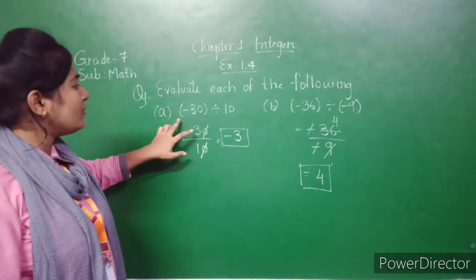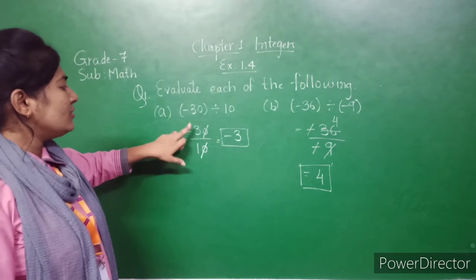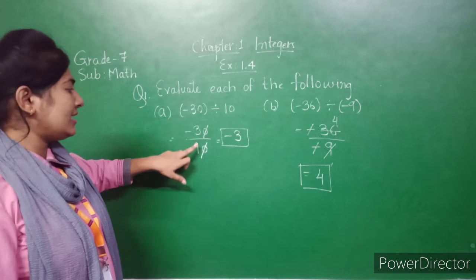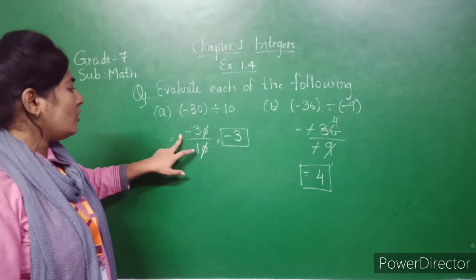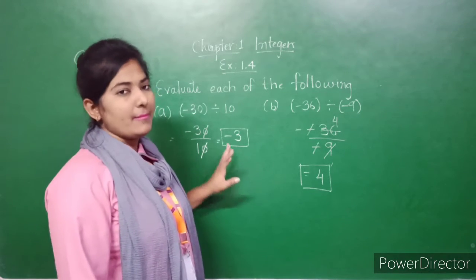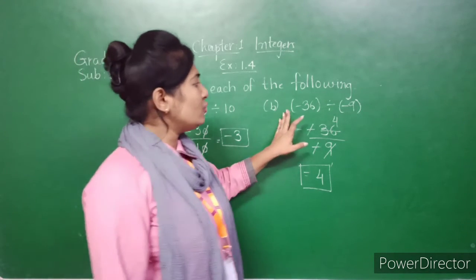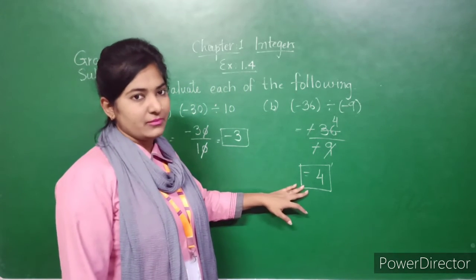Here in this only one minus is there. So minus 30 which we have to write in the numerator and 10 we have to write in the denominator. So only one minus is there. So our answer it will be in minus only. And if 2 minus are there, so our answer is in positive form.